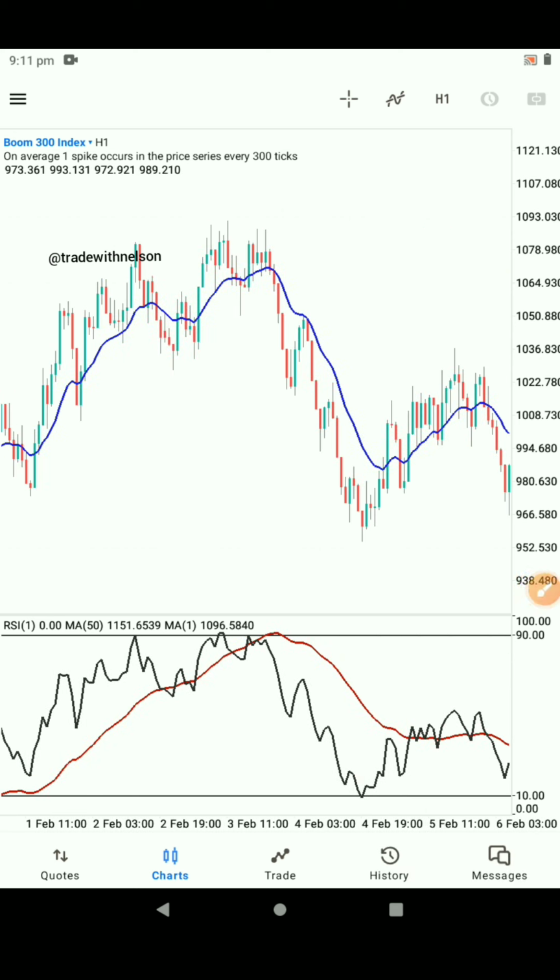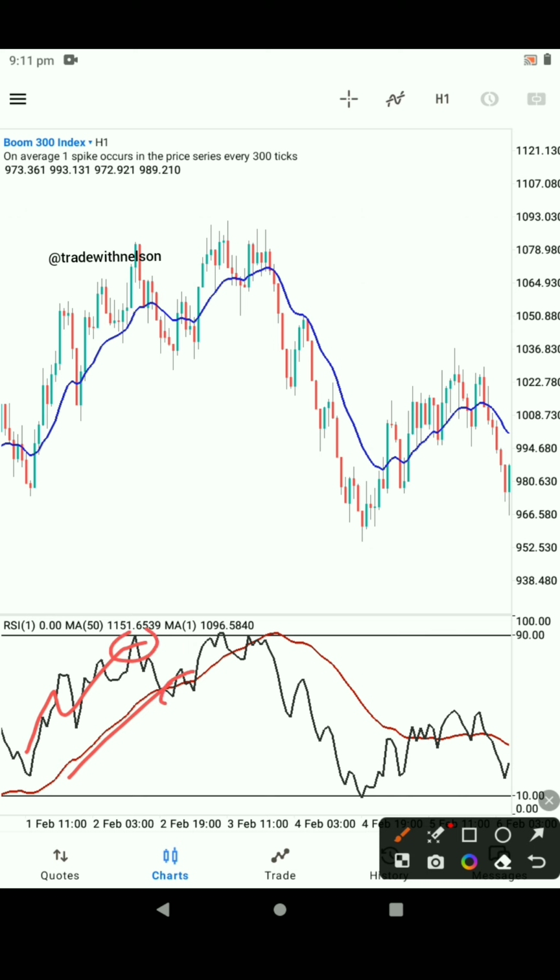So this is also a sell condition. Let me explain it all over again. We want to see the moving averages in the RSI, which are the black and the red, especially the red, enter into the overbought region, because we are selling to the downside.